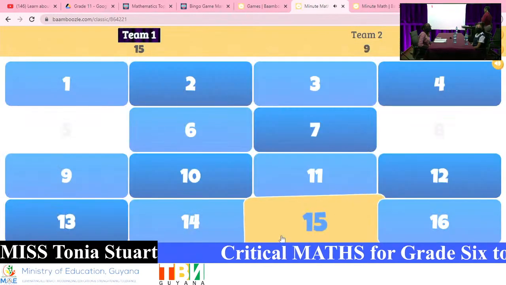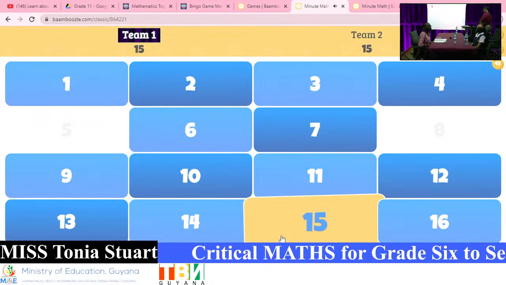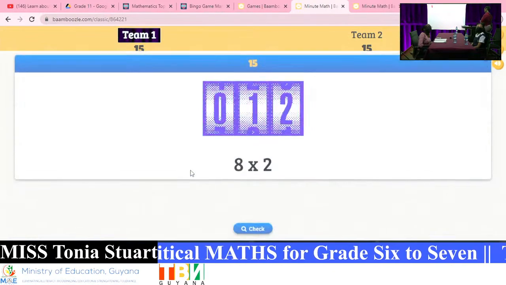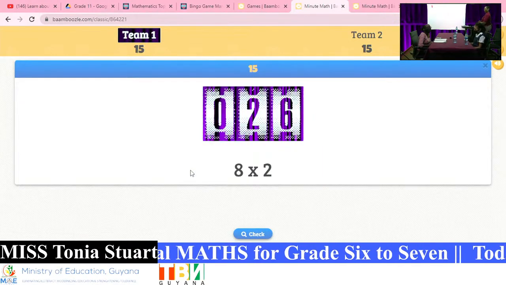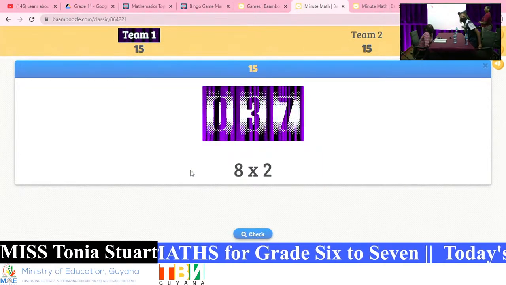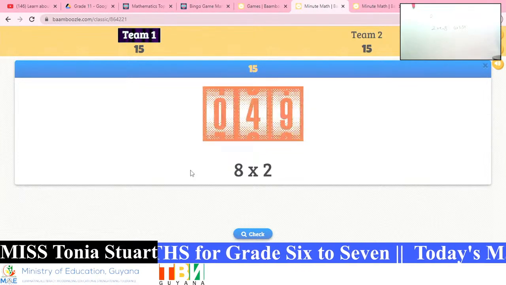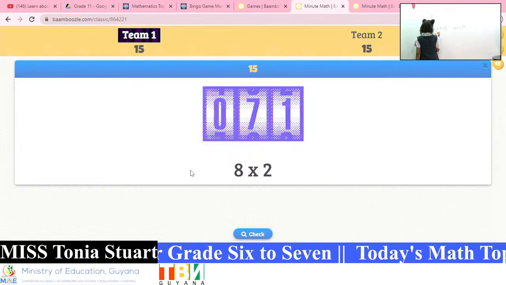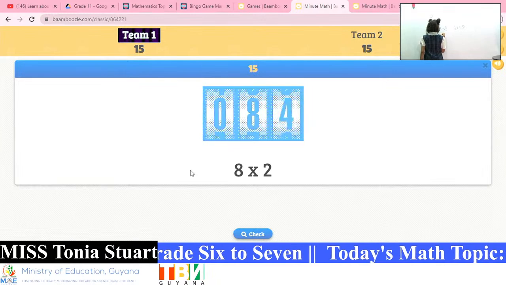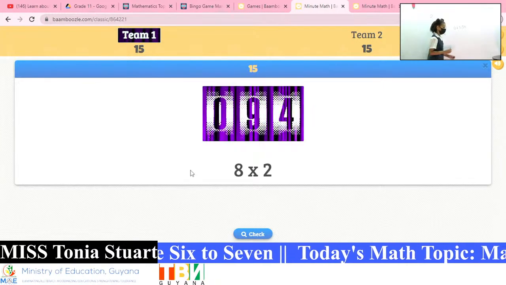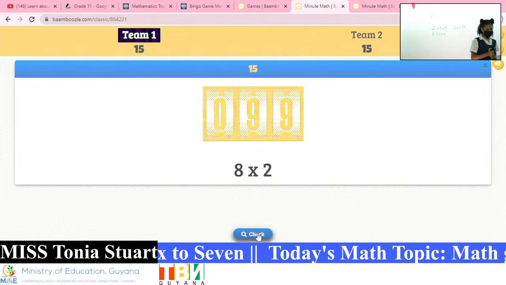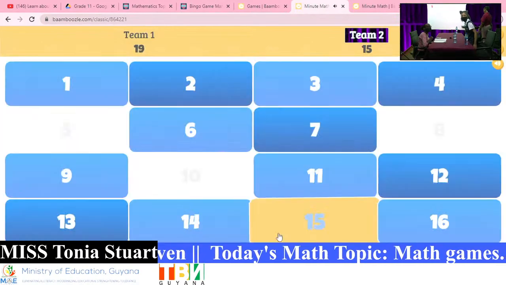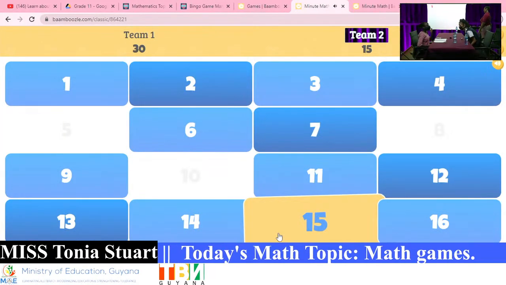Let's go. Azaria. 10. Okay. Let's go quickly. Faster. Your time is counting. His time is counting. Okay, let's check our answer. Careful. 16, great. Alicia? 11.